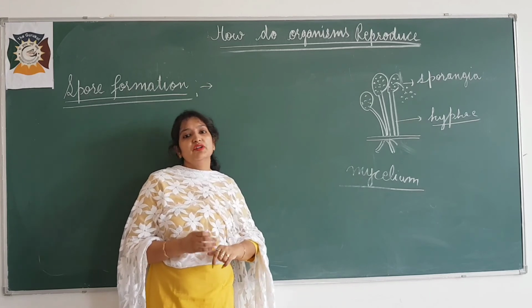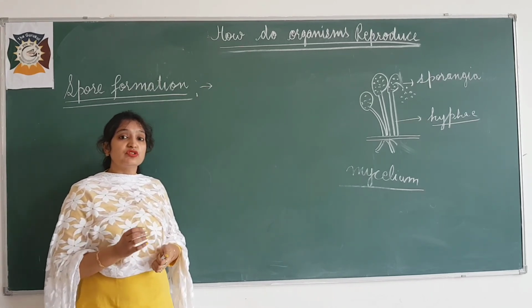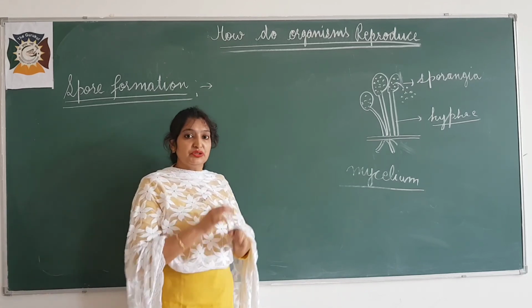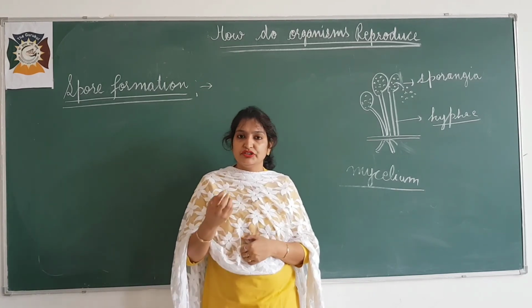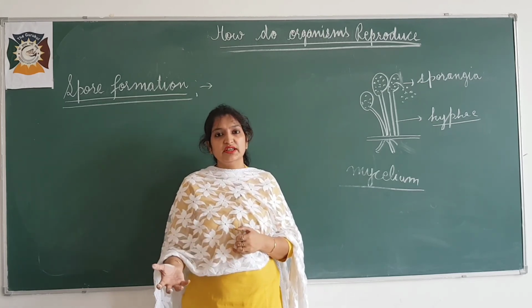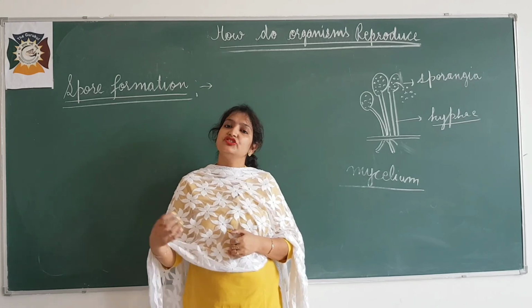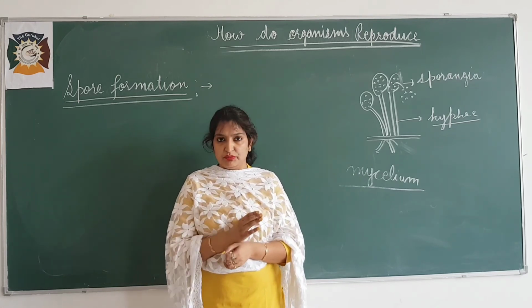अंडर द अनफेवरेबल कंडीशंस, अनफेवरेबल कंडीशंस में ये स्पोर्स अपने आप को रेजिस्ट करके रखते हैं, क्योंकि इन स्पोर्स के बाहर एक थिक वॉल होती है जो अनफेवरेबल कंडीशंस को टॉलरेट करके रखते हैं. और जैसे ही फेवरेबल कंडीशंस आती हैं ये स्पोर्स क्या करते हैं? जर्मिनेट कर जाते हैं. ये एक एडवांटेज है स्पोर फॉर्मेशन की.